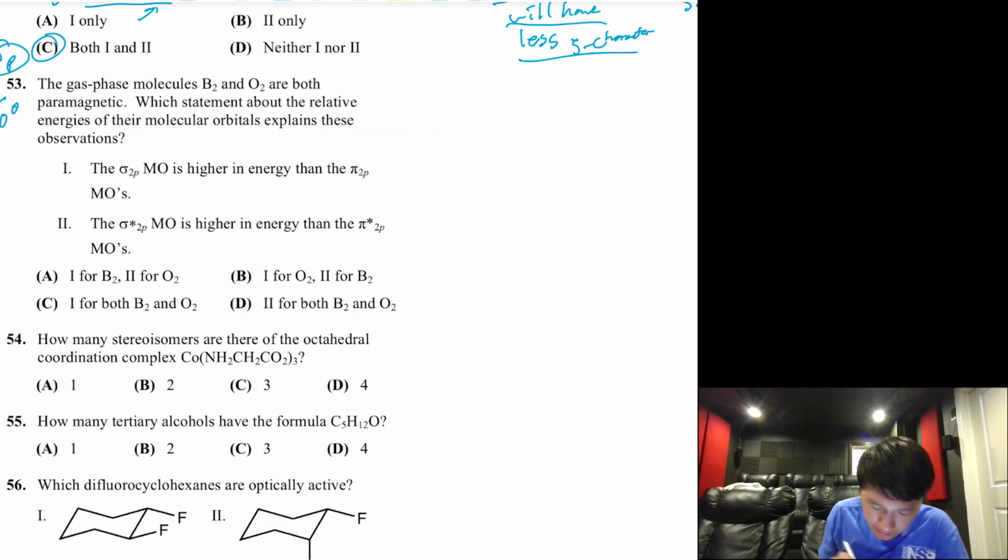Problem 53. The gas phase molecules of B2 and O2 are both paramagnetic. Which statement about the relative energies of their molecular orbitals explains these observations? So it's best to draw out the molecular orbital diagrams for B2 and O2. So I'll do that first. So for B2, we have the 2p.